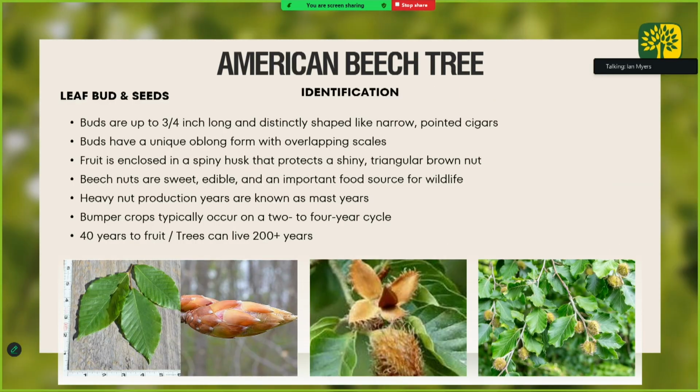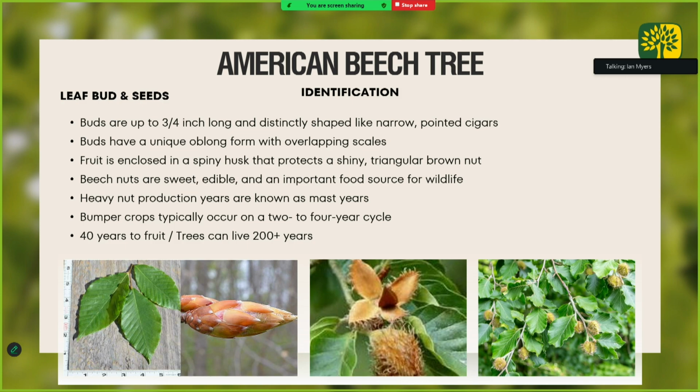So with the buds, as you can see in the second picture from the left, the buds are pointed, they have scales, and they kind of resemble, I'm not a cigar smoker, but they kind of resemble a cigar. But it's a very easily recognizable bud set when you see it. The fruit or the nut is encased in a prickly, spiny husk, and in the fall, as the husk dries out, the husk opens up and the seeds drop to the ground. And obviously, they're a critical food source for a lot of wildlife.